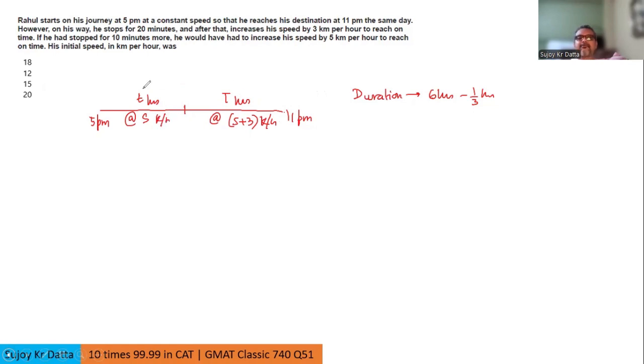We know that the sum of the times is 6 hours minus 1 by 3. So that's basically 17 over 3 hours. Okay. So we can just write here 17 by 3 minus t hours. Okay. Now it says that if he had stopped for 10 minutes more, so that means he would have stopped for 30 minutes. So instead of 1/3, it would have been half. Half an hour he would have wasted. So this would have been then t hours, and then this would have been 6 minus half, which is 11 by 2 hours.